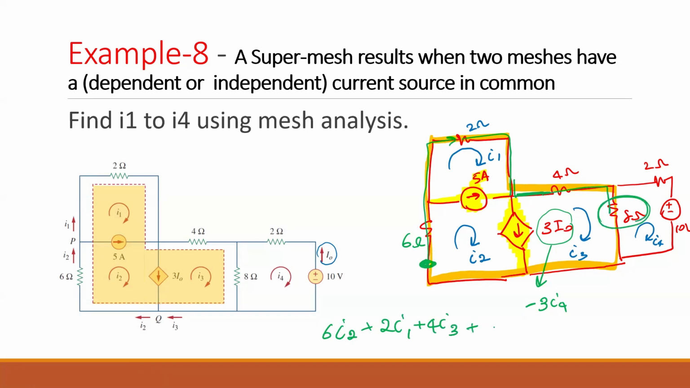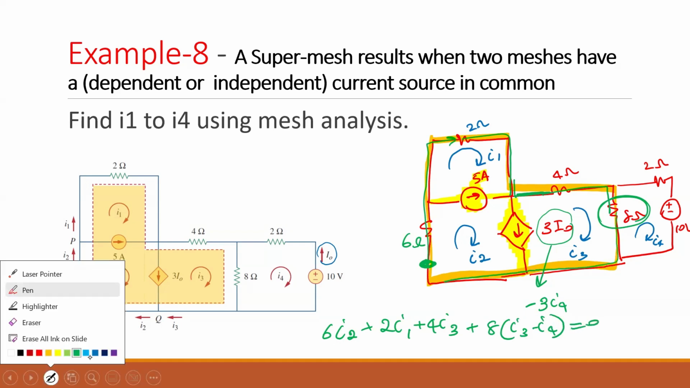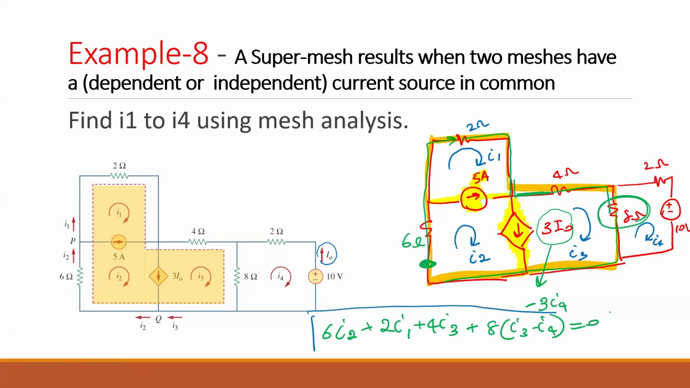So 8 is shared. Do you see that? 8 times I3 minus I4. Am I right? Yep. And coming back to my start point is equals to 0. So this is my equation. You can simplify later. Am I right?